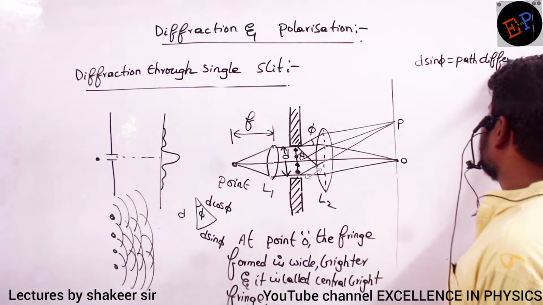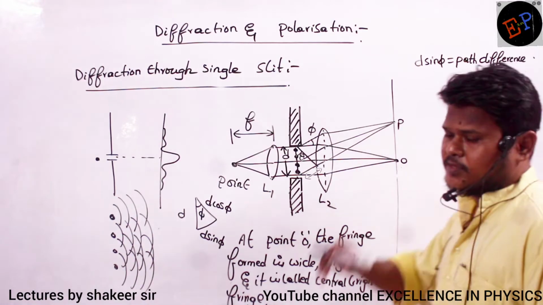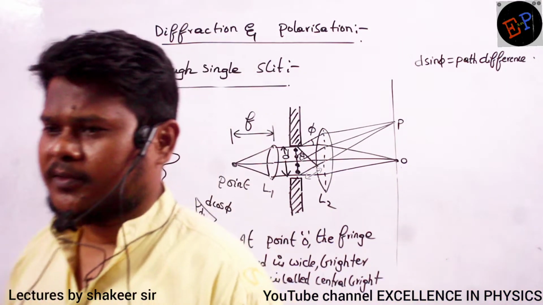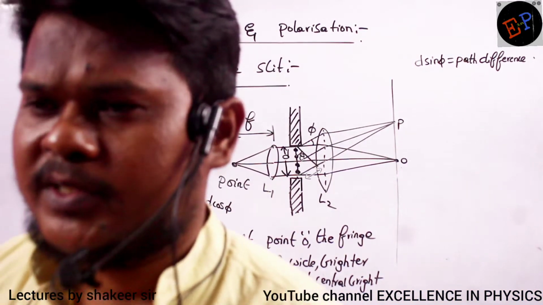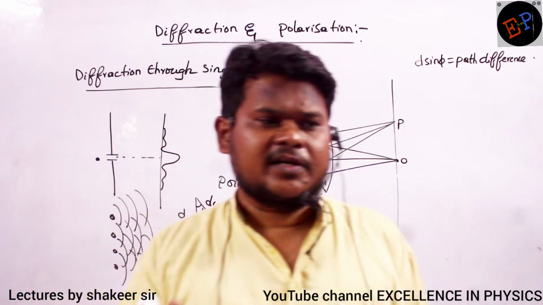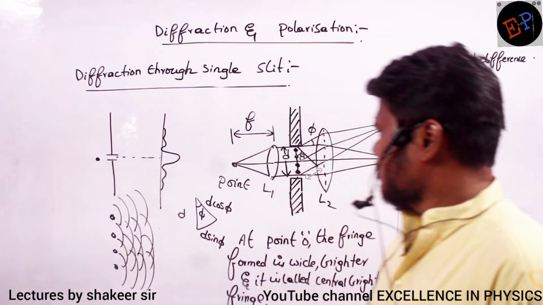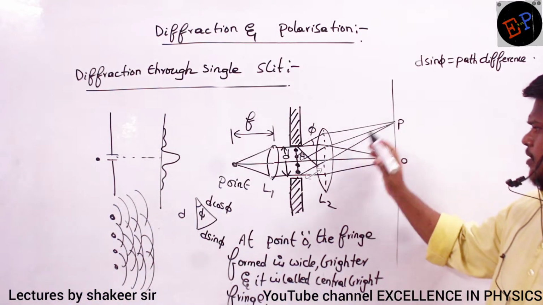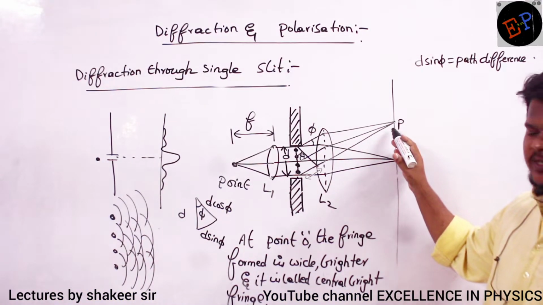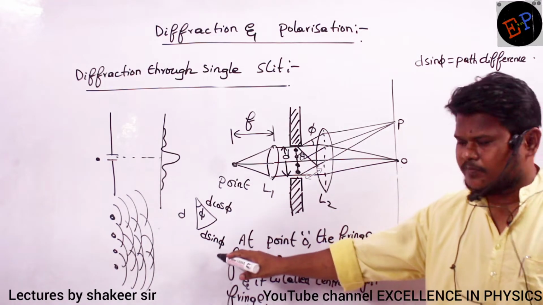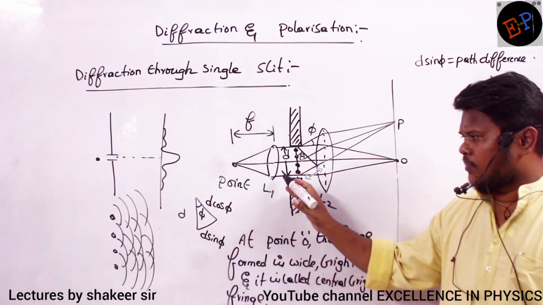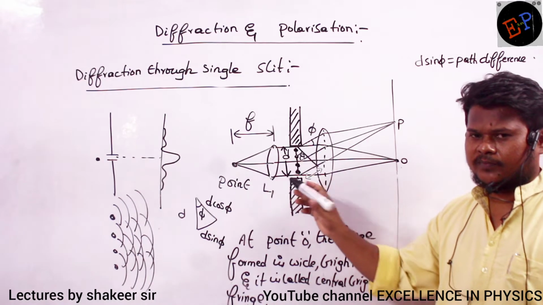What is meant by path difference, we have already studied, no? Path difference means the difference between distances traveled. So the path difference between the first wave and the last wave is how much? It is D sin phi. This you should always remember, where D is called the width of the slit. Are you able to understand?